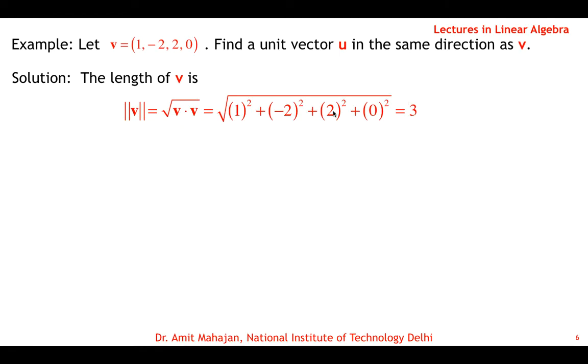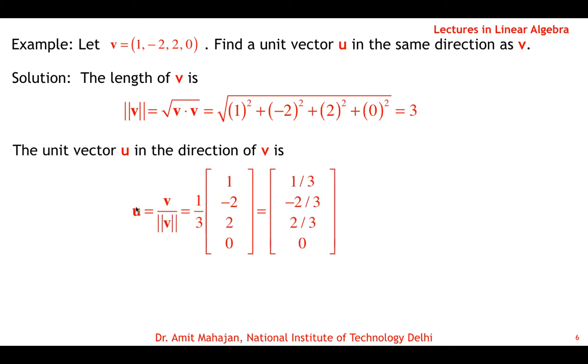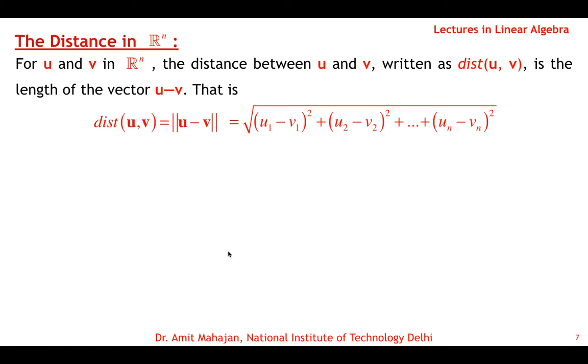Clearly you see that the length of the vector v is 3, and if I divide the vector v by this length, then we will get a unit vector. So the unit vector u is v by its length, so 1 by 3 of this vector. This is a unit vector. If you square and add the elements and take a square root, you will find that the length of u is 1.